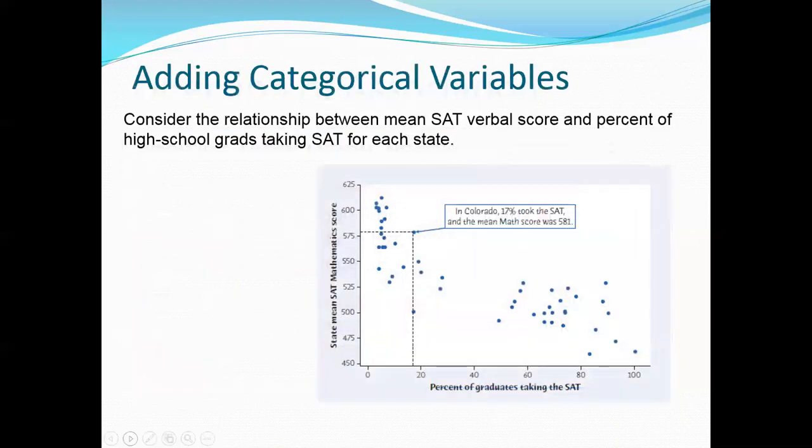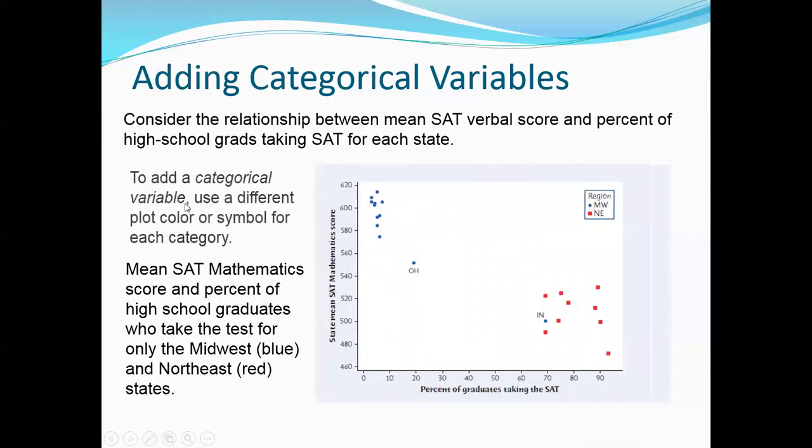Adding categorical variables. Consider the relationship between mean SAT verbal score and percent of high school grads taking SAT for each state. So we have a scatter plot. And to add a categorical variable, use a different plot symbol or color for each category.